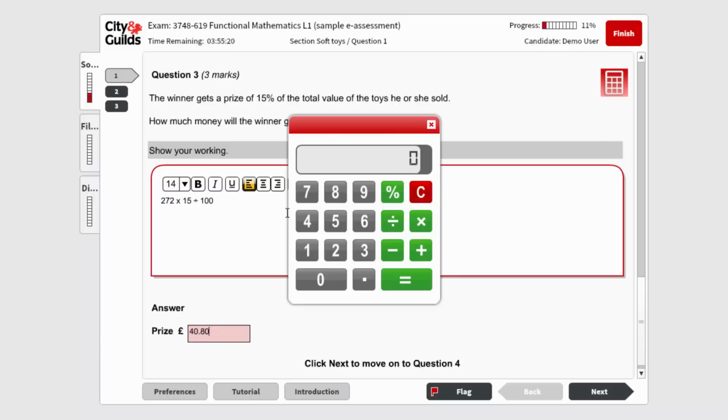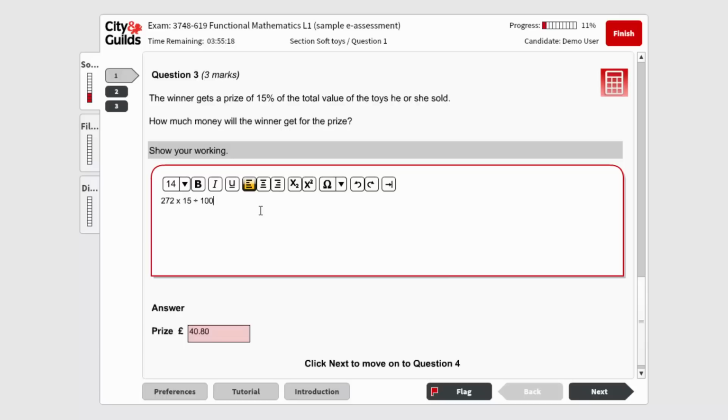Or work out 10% because you know that 10% is just divided by 10, then halve it to work out the 5%, and then add those two answers together. Either way, you're going to get 40.8. 40.8, remember, is £40 and 80 pence, not £40 and 8 pence. 40.8 is £40 and 80 pence. So that's the answer.